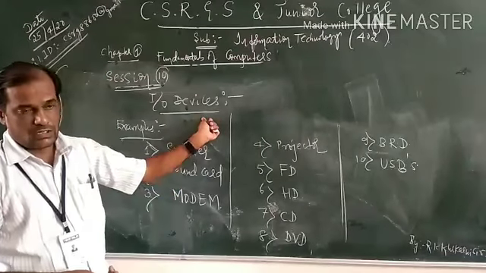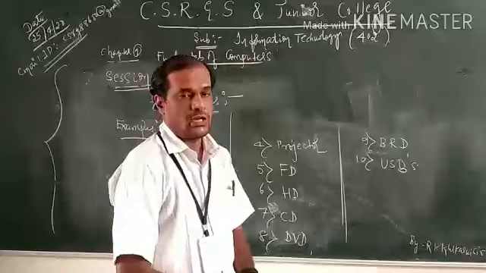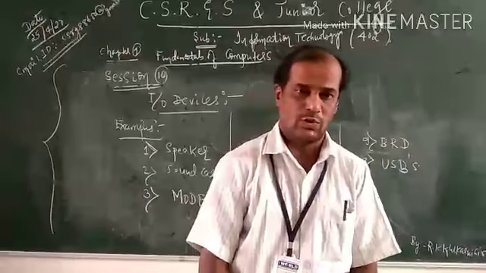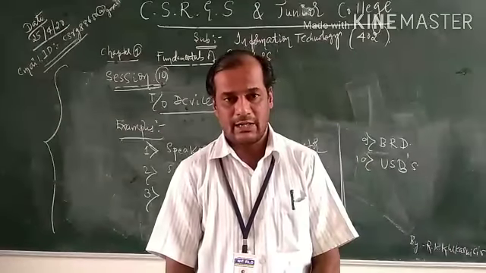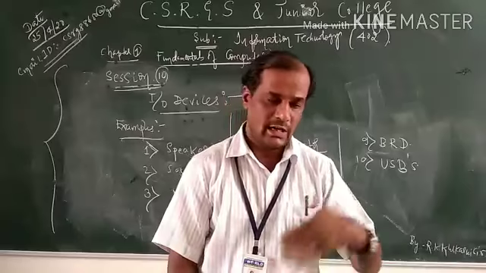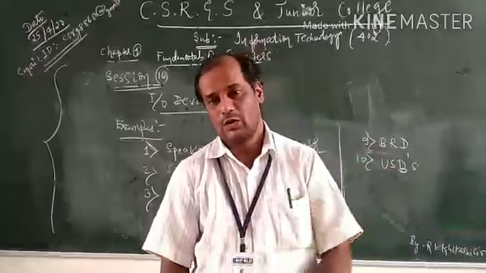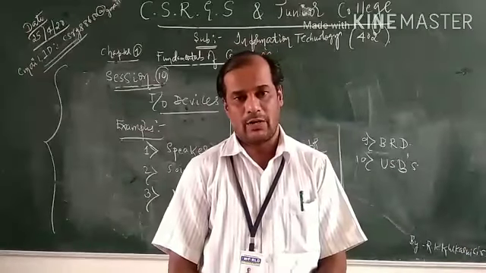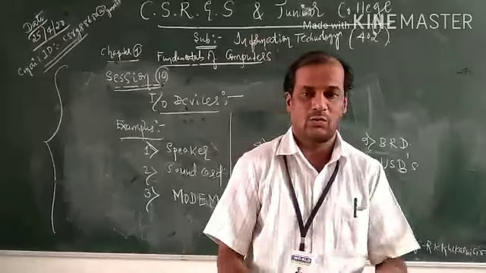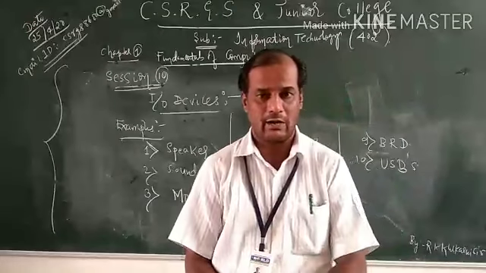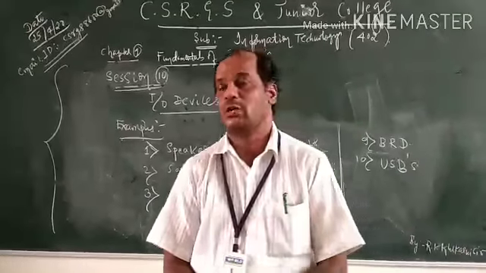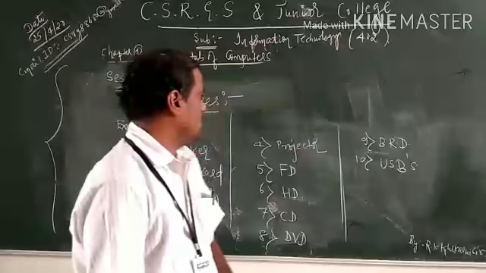Once again, I/O device stands for input as well as output. An I/O device is an electronic device which is used to give the input and also used to display or print or plot. Both works are carried out: reading also, writing also, input also, output also. That is called an I/O device.